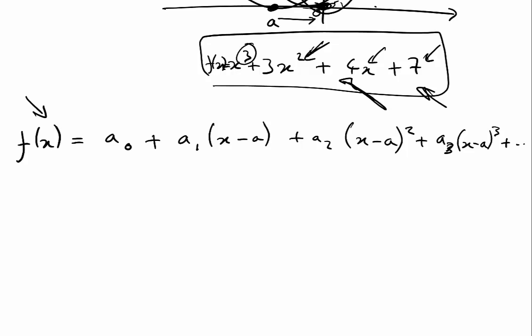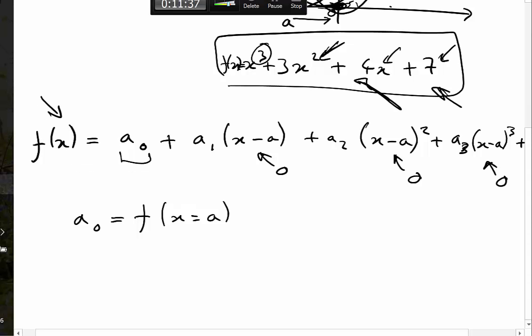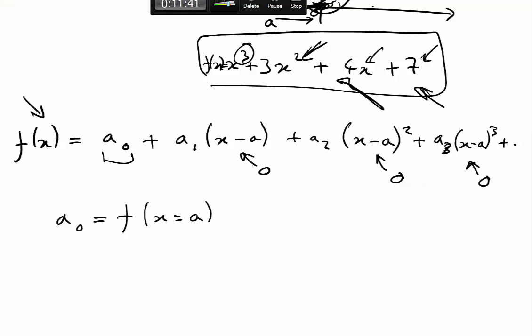Now I can fairly obviously work out what a0 is. a0 is just going to be the function evaluated when x equals a. If I put x equals a into all of these terms, they all go to 0, because I'm just raising zero to higher and higher powers. So I can work out the first one just by plugging x equals a into my function, f of a.